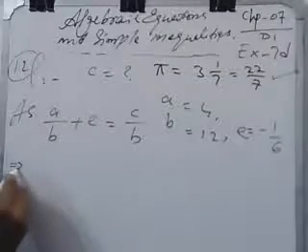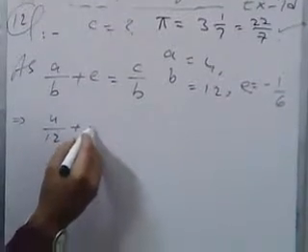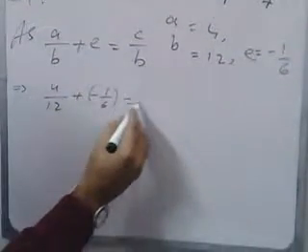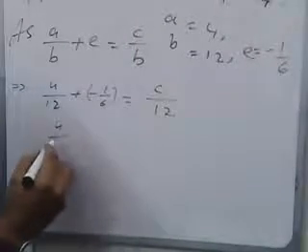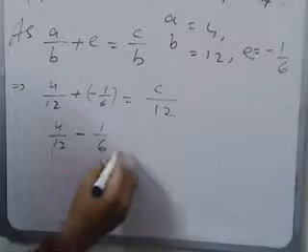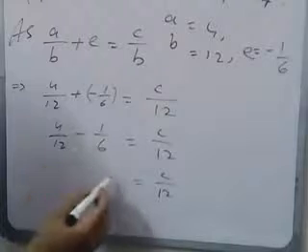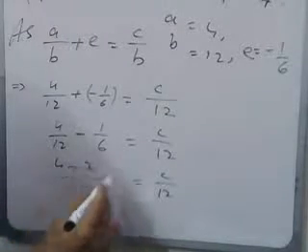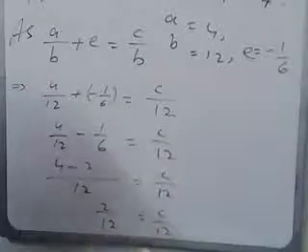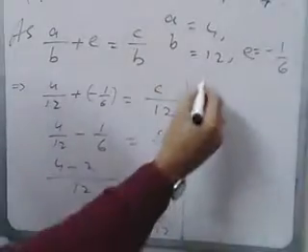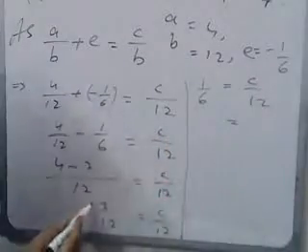In this equation you have to put the values. The value of a is 4, the value of b is 12, plus the value of e is minus 1 by 6, is equal to c by b. We have to find the value. Now by simplifying, you will get minus 1 by 6, and yes, we have to find the LCM of this. So 4 minus 2, so c by 12, you will get 2 by 12, and after simplification, 6 2s are 12.